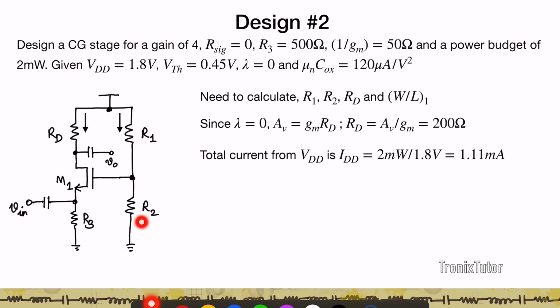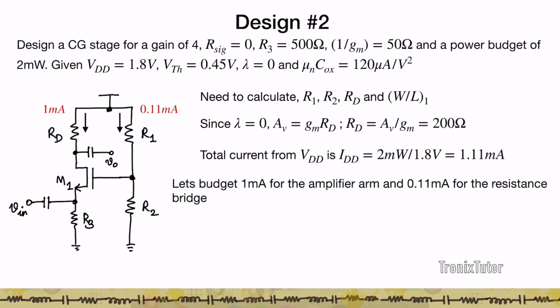Remember, R1 and R2 have a path to ground. So there are two current paths that flow through the circuit, and this current, 2 divided by 1.8, is the total current that flows from VDD, right? So out of this 1.1 milliamp, some of the current is going to flow through the transistor, and some of the current is going to flow through the resistive bridge to create the gate voltage.